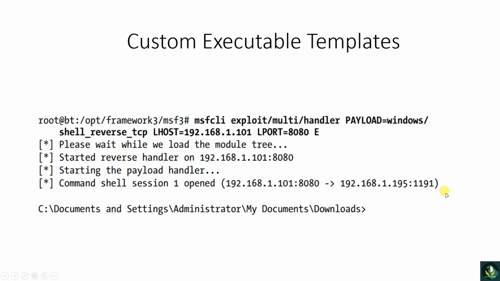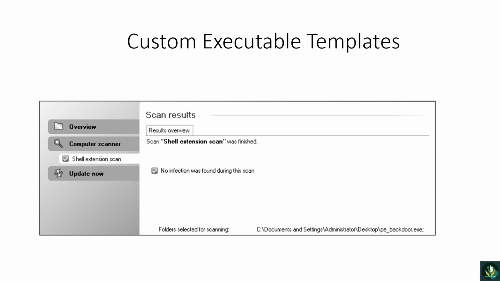As I was saying, we start up the multi-handler through msfcli. So this one listens for the upcoming connection here, as you can see. And as you can see, we have successfully opened a shell without being detected by any antivirus software, like AVG here. So the backdoor executable is not detected by AVG.